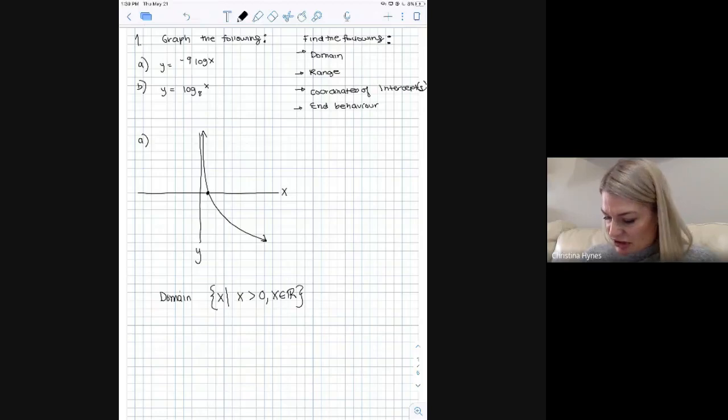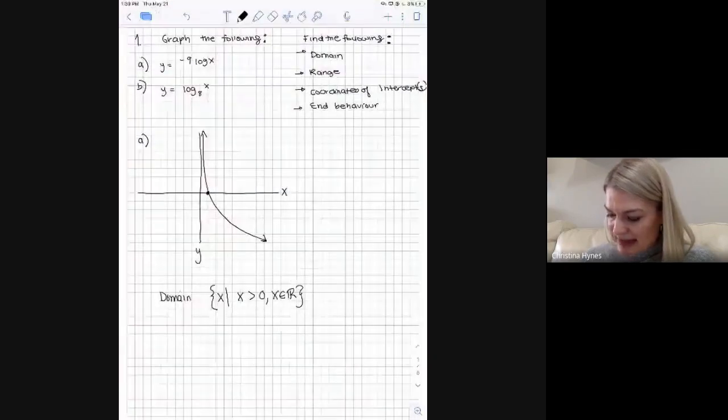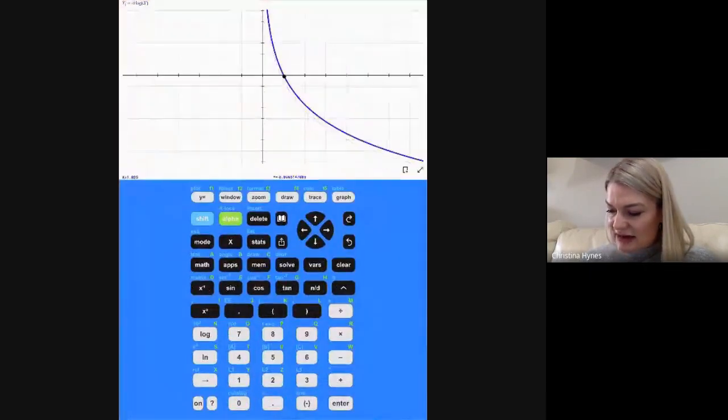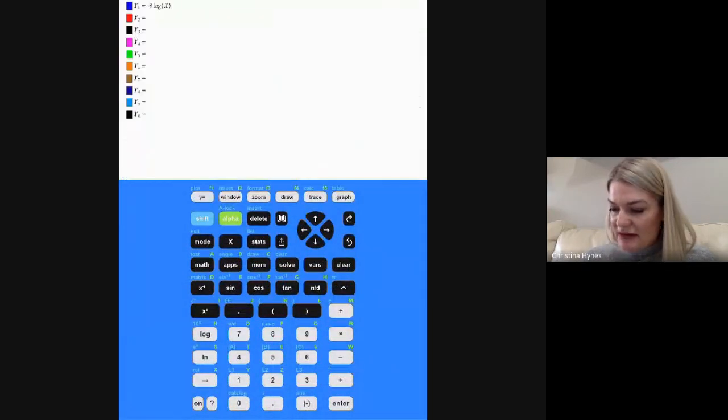So for the first question, I'll just do a quick recap. In your graphing calculators, you want to graph, in my case, my first question, -9 log of x. You want to go -9 log and then in brackets x.